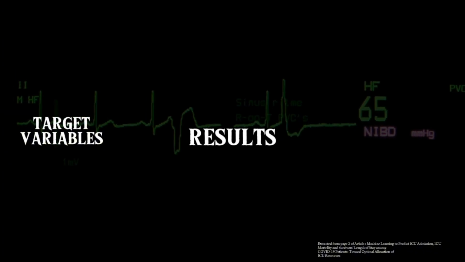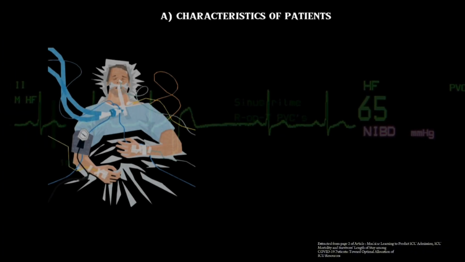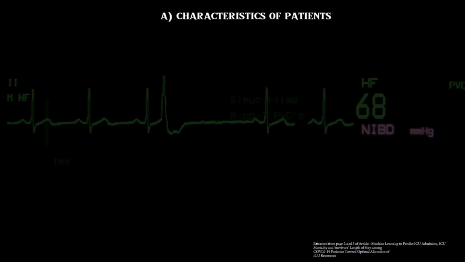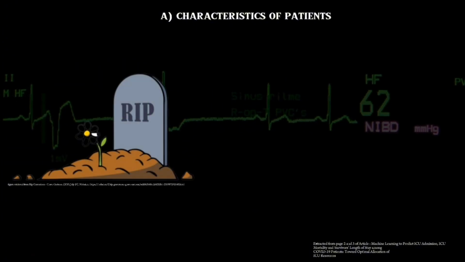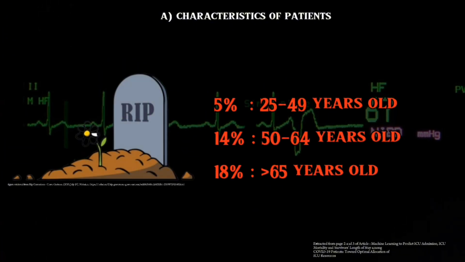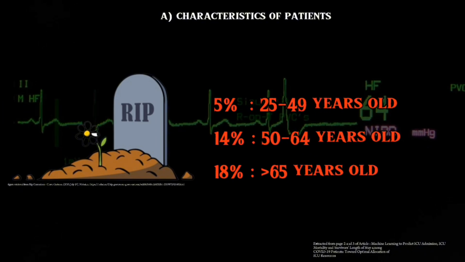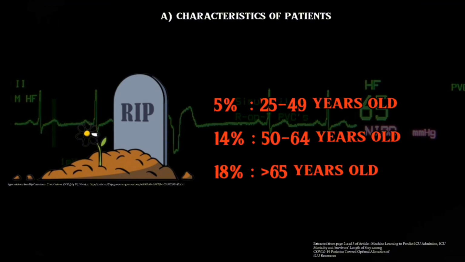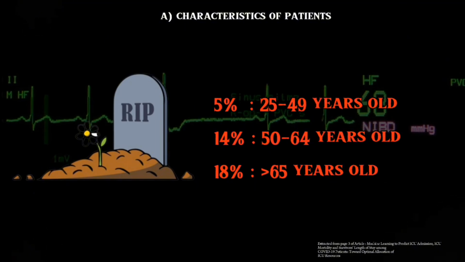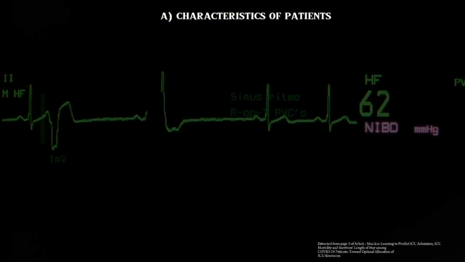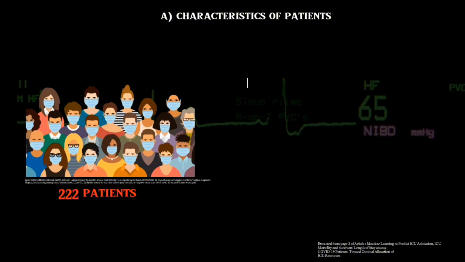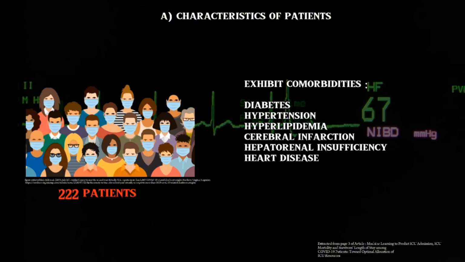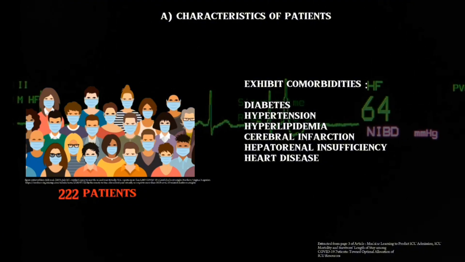Moving on to the results for this study. Most patients in need for ICU were above 50 years of age. Of the patients admitted into ICU, death happened in 5% of patients in the 25 to 49 years age group, 14% of patients in the 50 to 64 years age group, and 80% of patients in the above 65 years age group. Comorbidities existed in 222 patients including diabetes, hypertension, hyperlipidemia, cerebral infarction, hepatorenal insufficiency, and heart disease.